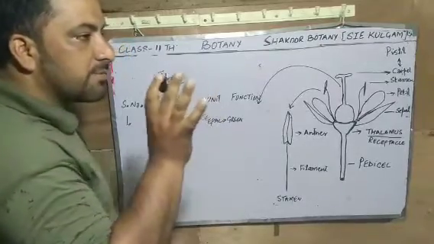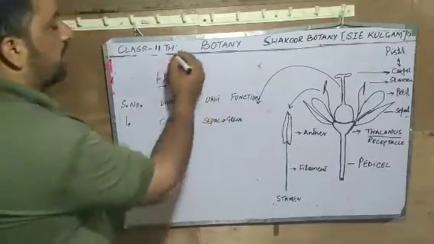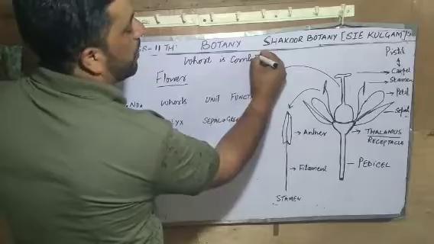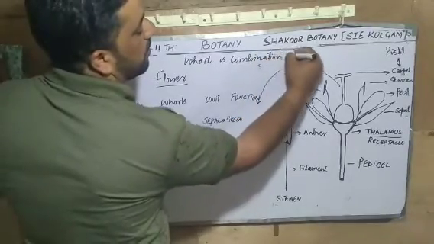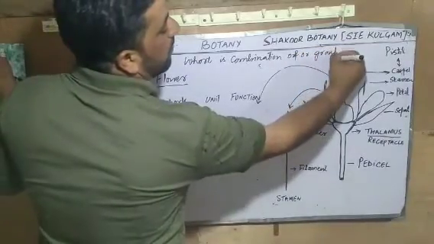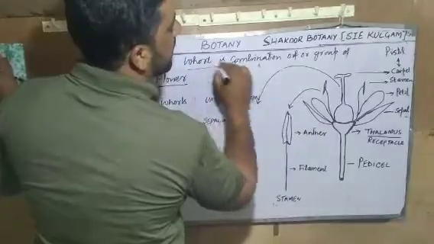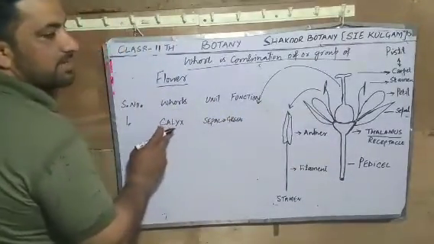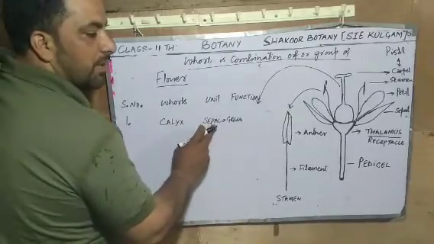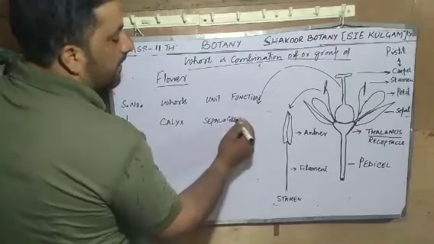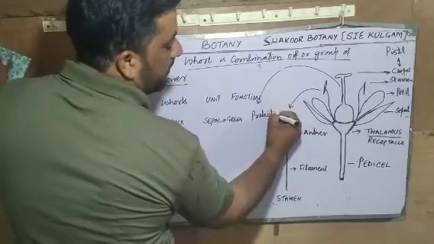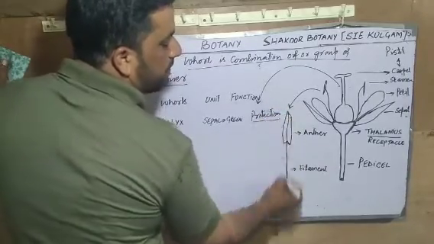So flower has 4 whorls. Remember, whorl is a combination of, a group of something. A group of sepals is called calyx. So the whorl is called calyx. Each unit of calyx is called sepal. Each sepal is green in color, and what is the function of sepal? Its function is to carry out the process of protection.